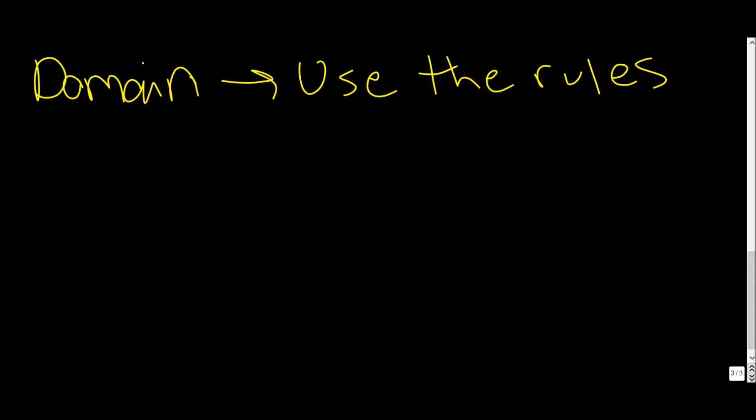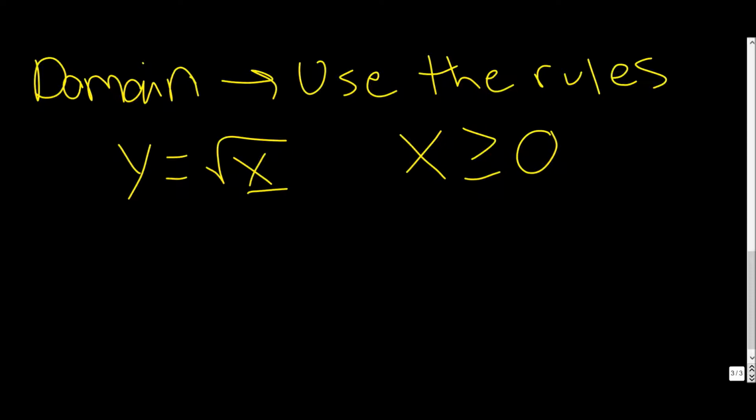Quick example of that, if we have y equals the square root of x. Well, we know that you can't have a square root of a negative number. So we know, right off the bat, that x is going to have to be greater than or equal to 0, all right? So that's a domain, right? Whatever's on the inside of the square root has got to be greater than or equal to 0. Just like if there's anything in the denominator, that's not going to be allowed to equal 0.